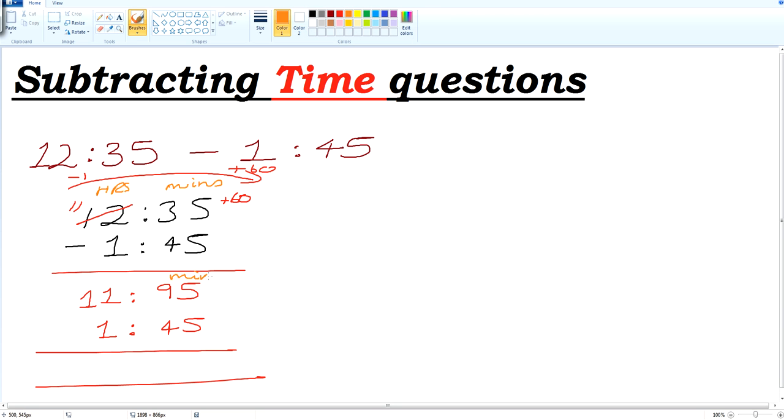So these are my minutes again, and these are my hours. We have 95 minutes minus 45 minutes. What does that give us? 95 minus 45 gives us 50. 11 minus 1 is 10. So 12:35 minus 1:45 gives us what as the answer? 10:50. That's our first question.